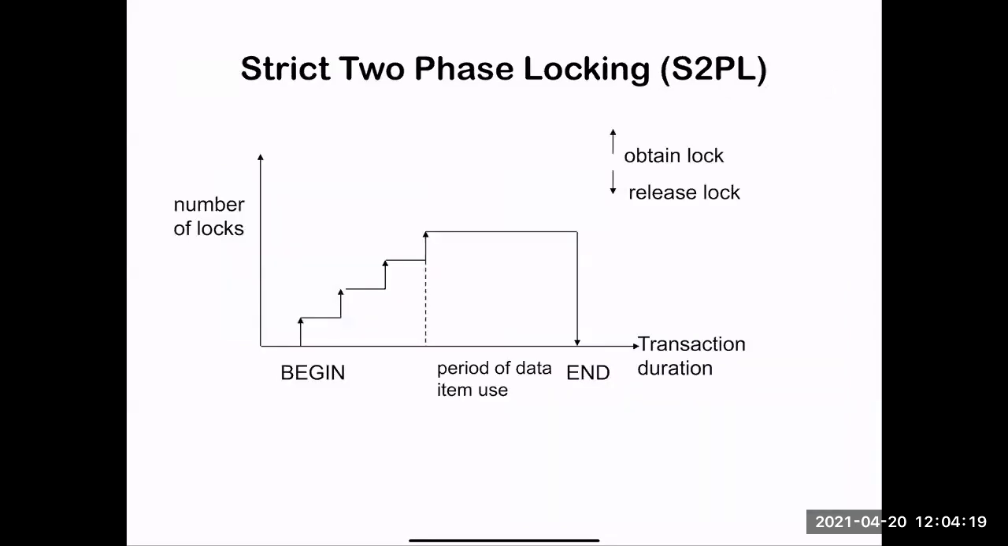In practice, people are using strict two-phase locking. We can think of this as having just a single growing phase, and then only after you commit, you release all your locks.